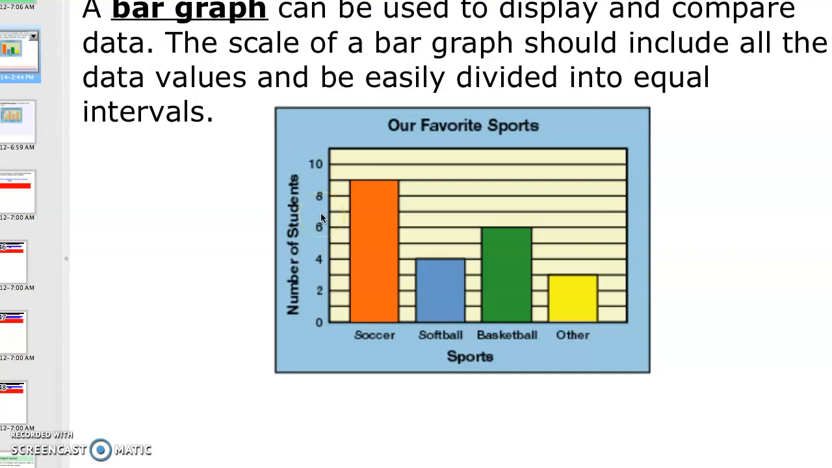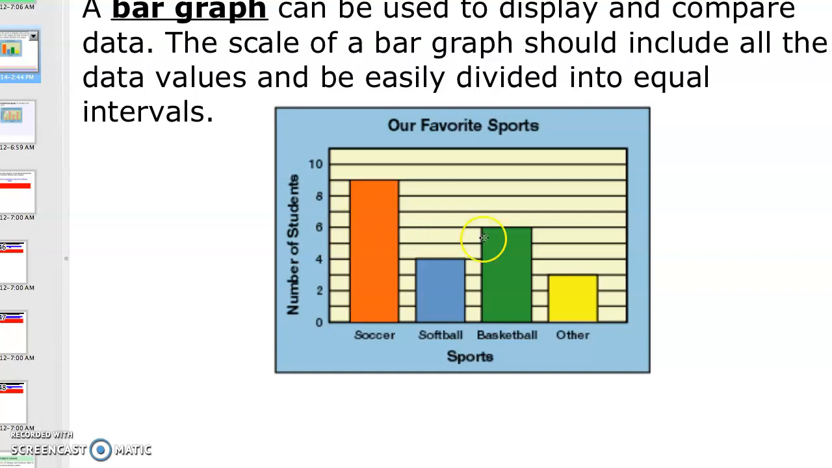Hi class, today we're going to review a skill about bar graphs from last year. So we're going to review bar graphs and then we are going to compare bar graphs to circle graphs and decide when you would use which one based on a data set.